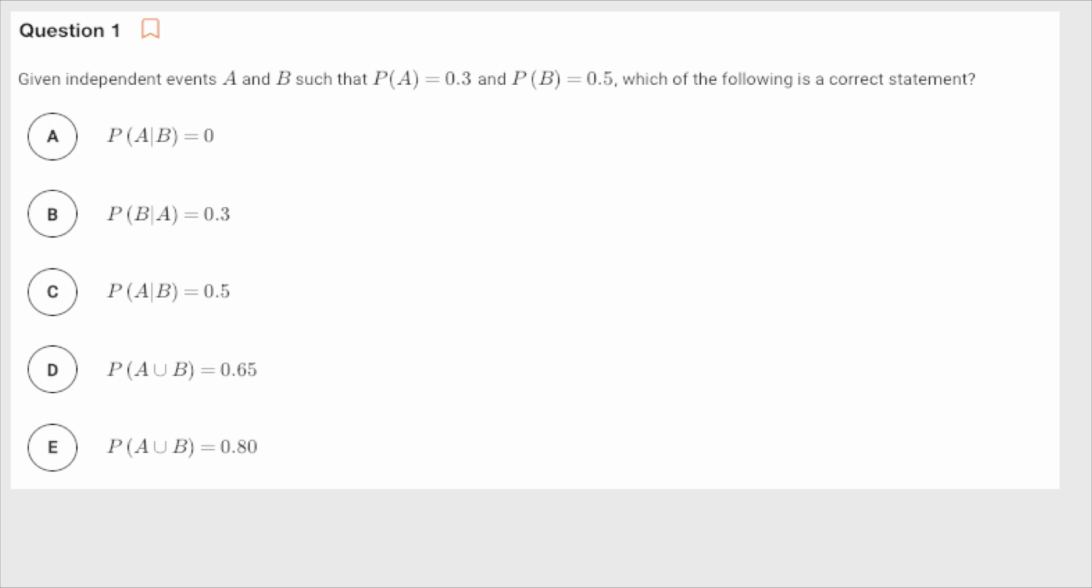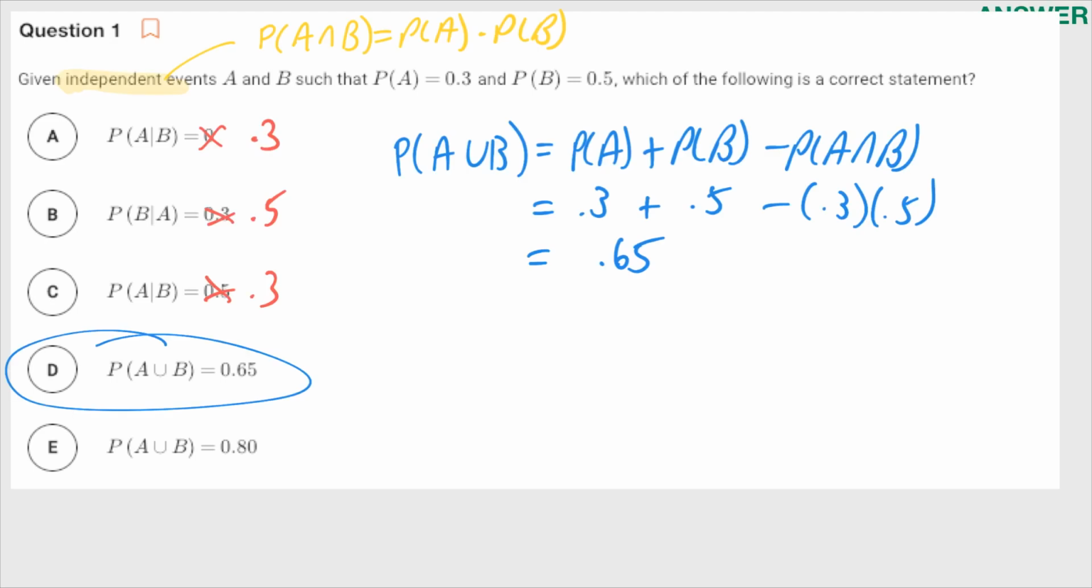Next one gives you 2 events and asks you about independence. So a little bit of vocabulary review. Independence means that this formula must be true. Probability of A and B equals the probability of A times the probability of B. This formula only works if you're told independent, and they are.